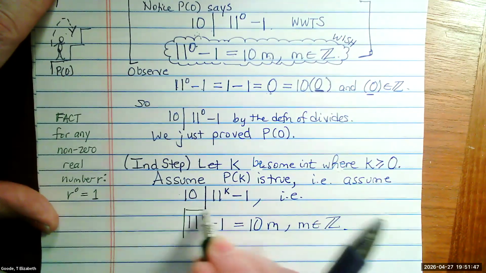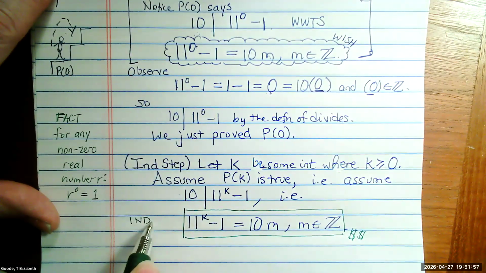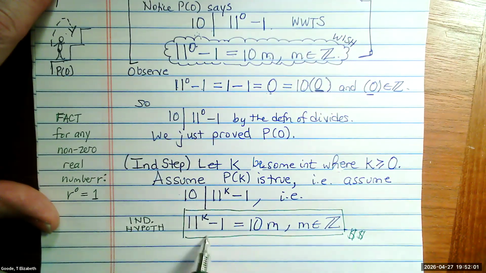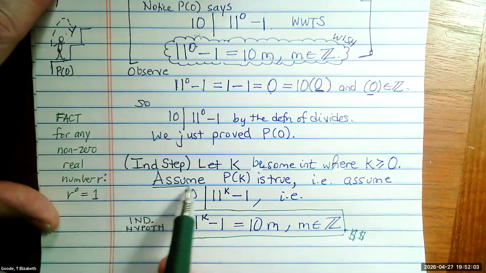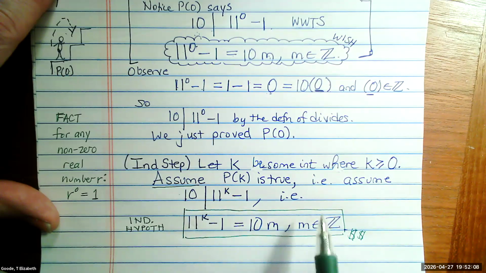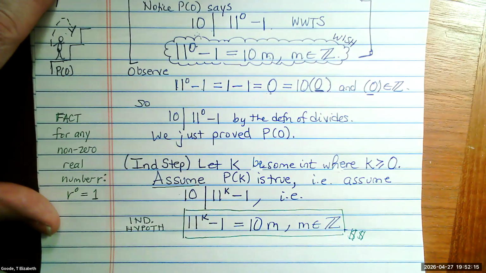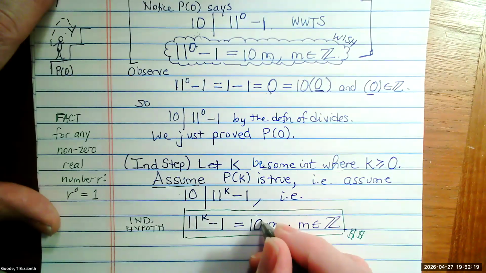This is now our inductive hypothesis. This is our money in the bank. We're going to use this induction hypothesis. This is what we have in our hand because that's what we're assuming. We're assuming that 10 divides 11 to the K minus 1. So we are assuming that 11 to the K minus 1 is a multiple of 10. Good. You following everything?